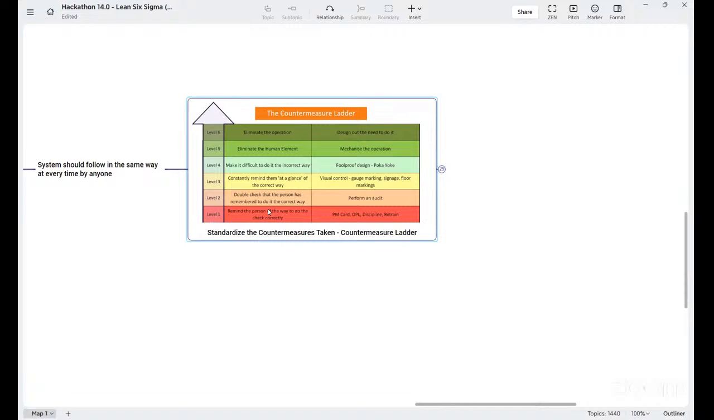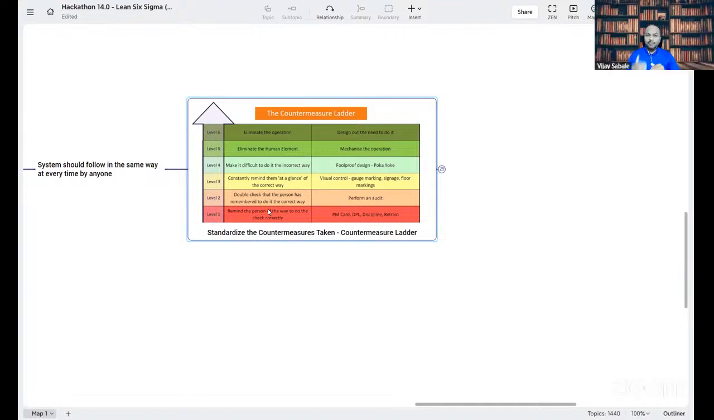Do not enter. Yeah, but that is again visual, right? Okay, that's a level 3. Level 4, definitely we need to put some efforts there, right?